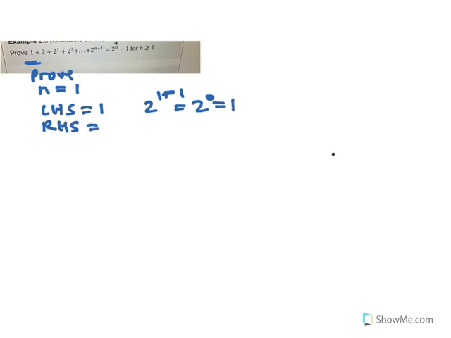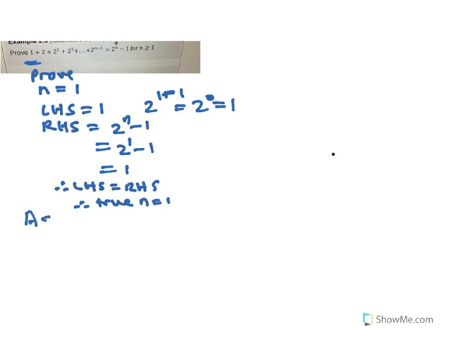The right-hand side, we get the sum formula, and we just sub 1 into it. 2 minus 1 is 1. Therefore, left-hand side equals right-hand side, therefore it's true for n equals 1.